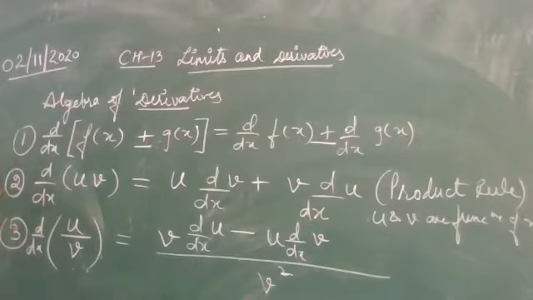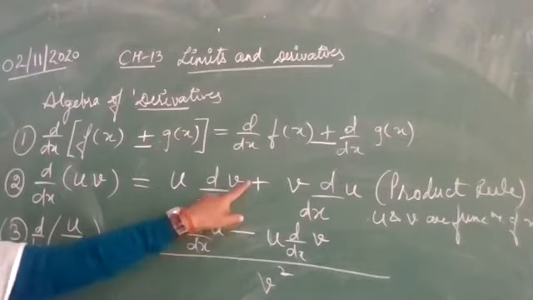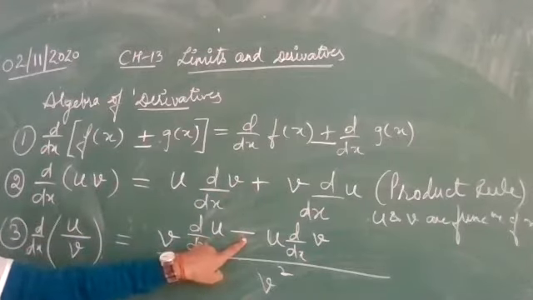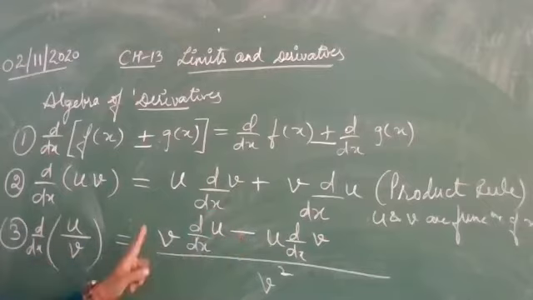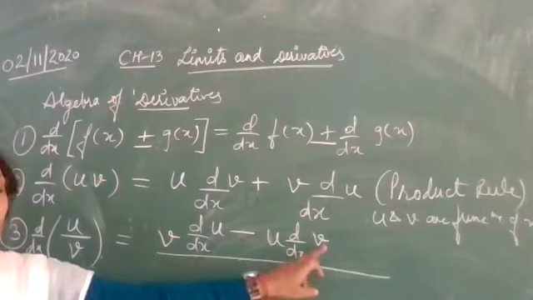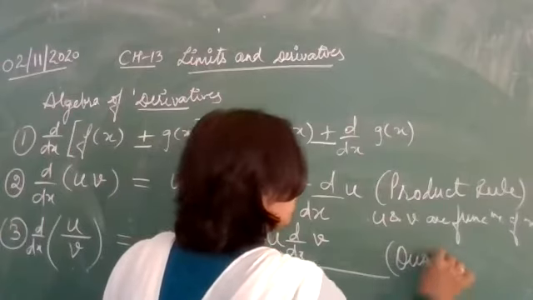One thing that should be clear is, first of all, we take the derivative of numerator. And we have a negative sign in between. In product, we have a plus sign in between. In quotient, we have a minus sign in between. First of all, we take derivative of numerator minus numerator as it is, derivative of denominator. And the whole thing upon square of the denominator. Again, u and v are functions of x. Note it down. And this rule is termed as quotient rule.